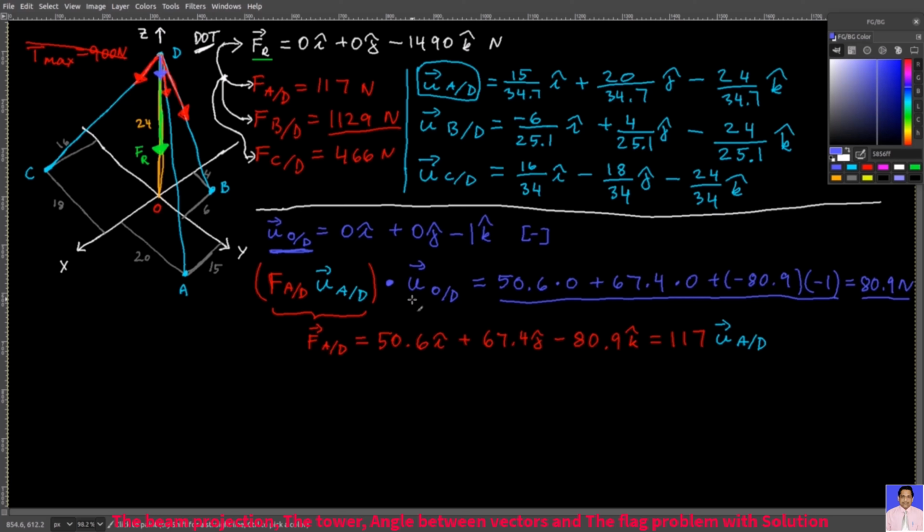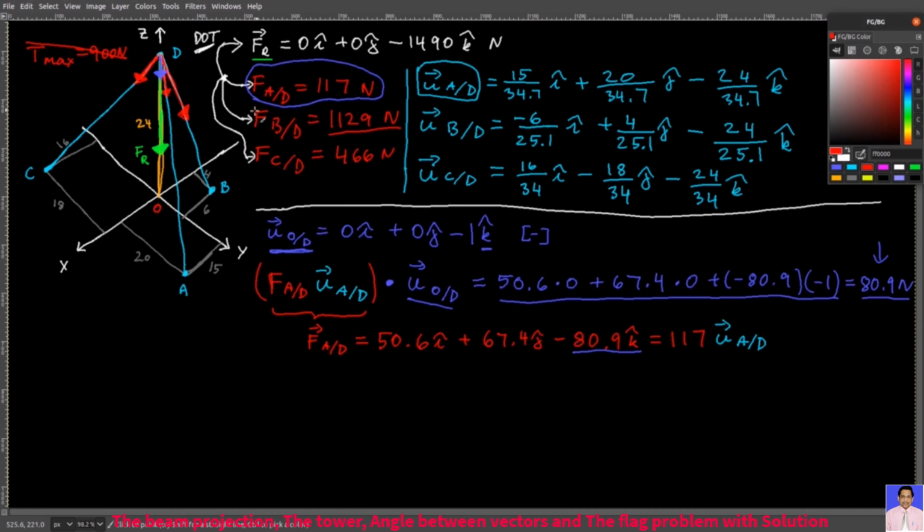You can see that since this unit vector here, O/d, only has a k component, because of that, in the force vector, only its k component contributes to the final result here. And so what is this 80.9 newtons? It's the component of this force here that goes down along the tower.